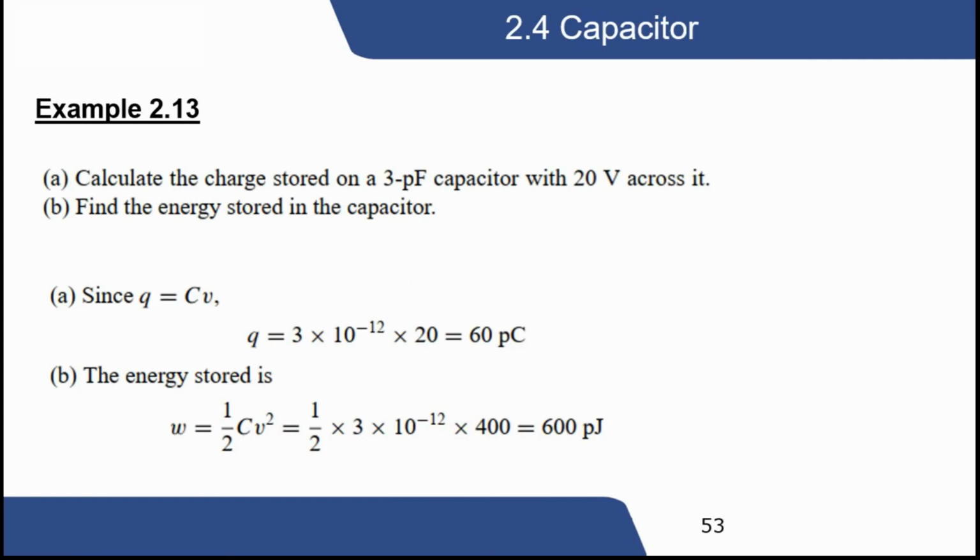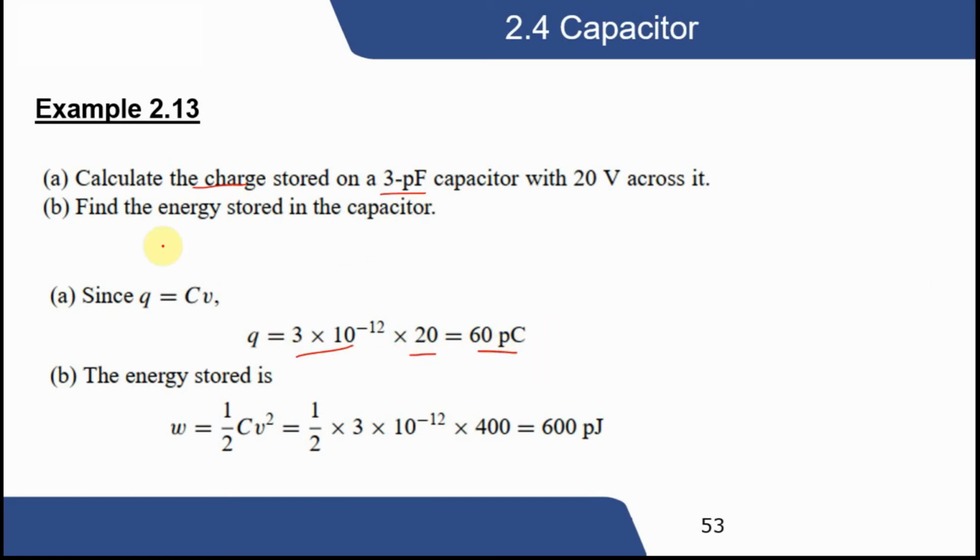So the question is: calculate the charge stored on a 3 picofarad (10 to the minus 12) capacitor with 20 volts across it. Calculate the charge. This is the capacitance, and we have the voltage. So we have Q equal to CV. We have C, we have V, so we can directly calculate Q.